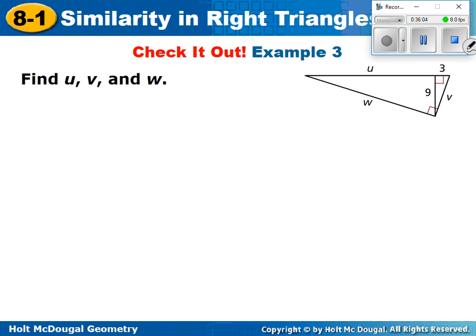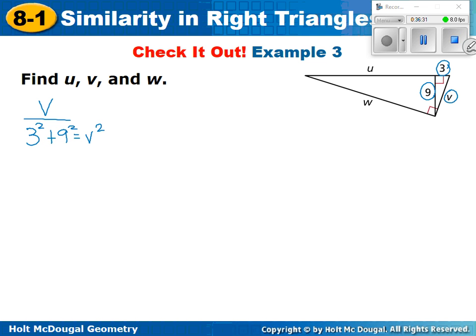All right, U, V, and W. How many people found V first and did Pythagorean theorem? Okay, and that's totally fine. How many people found U first? All right, it does not matter. You can find both of them right now. I could find V by using Pythagorean theorem. 3 squared plus 9 squared should equal hypotenuse squared. So 3 squared plus 9 squared equals V squared.